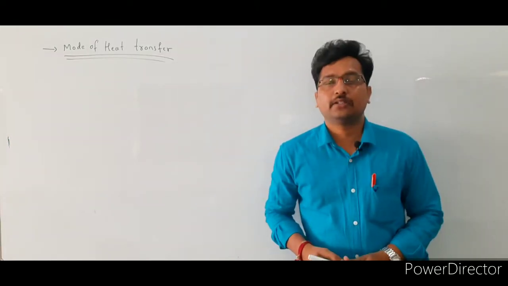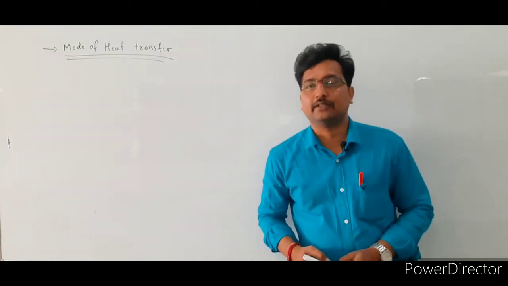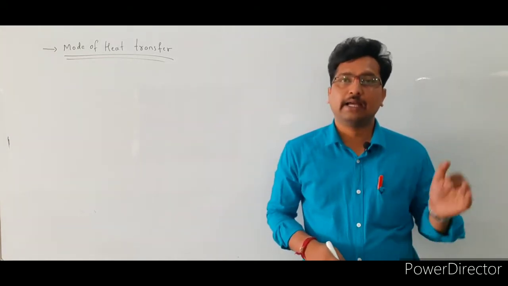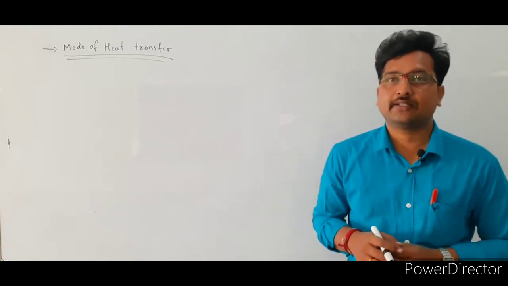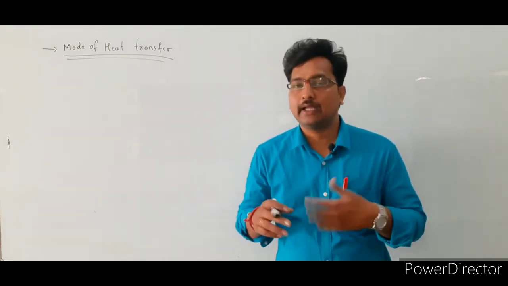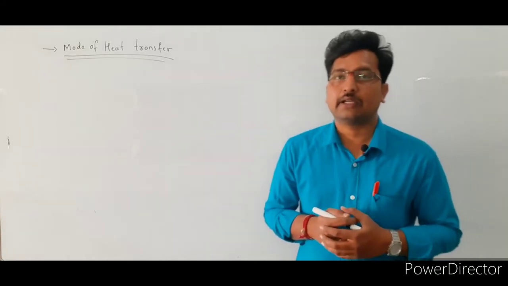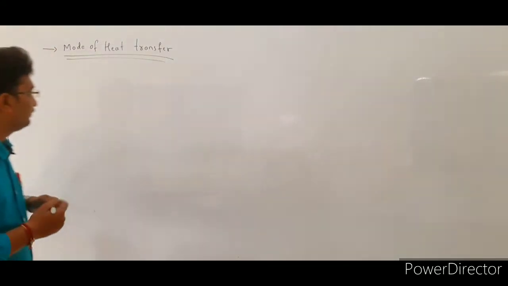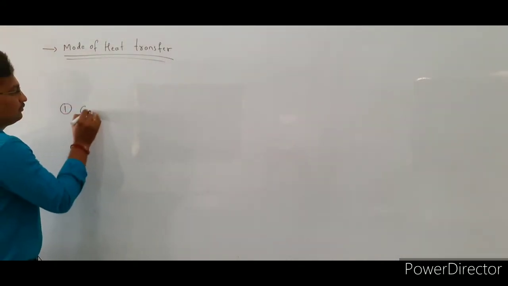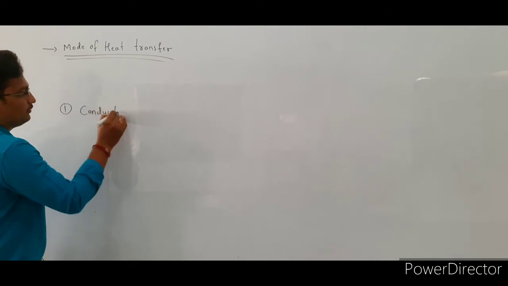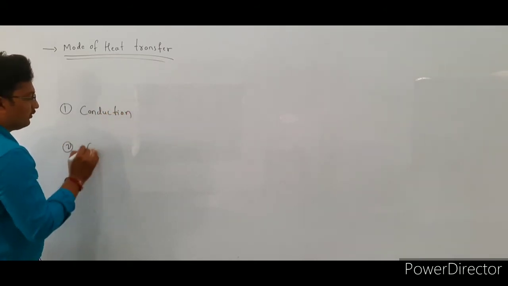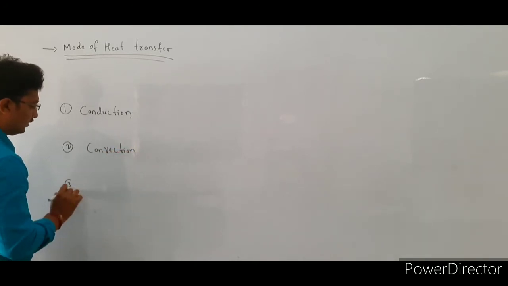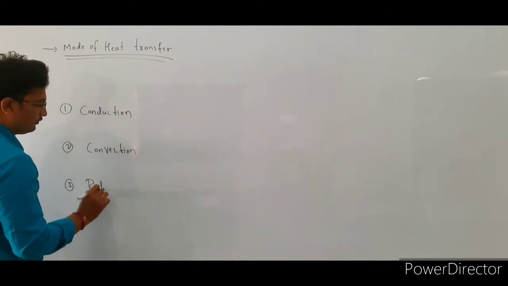The next topic is mode of heat transformation. So already we know that heat is a form of energy. It is always transferred from higher temperature region to the lower temperature region, or hot body to the cold body, in different ways. So in mode of heat transformation there are 3 types. One is conduction. Second one is convection. And third one is radiation.